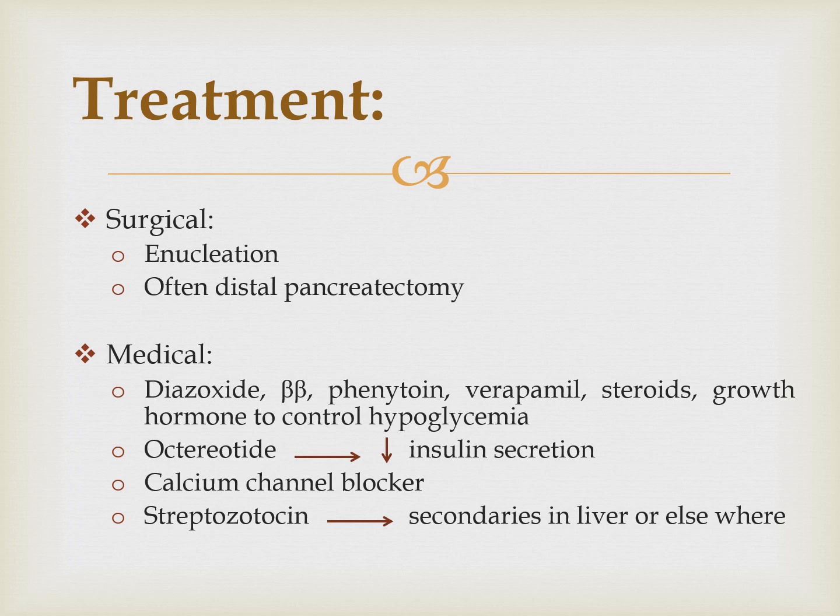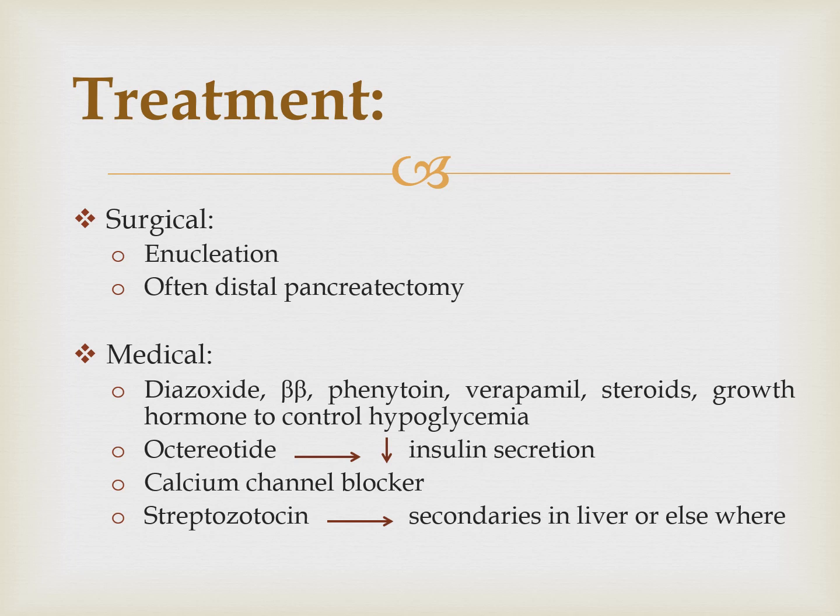Surgical treatment is done by enucleation, often distal pancreatectomy. The medical treatment: we use the medical treatment in unfit patients or patients that do not want to undergo surgery. The drug of choice is diazoxide, which decreases the insulin by its direct effect on the beta cells.